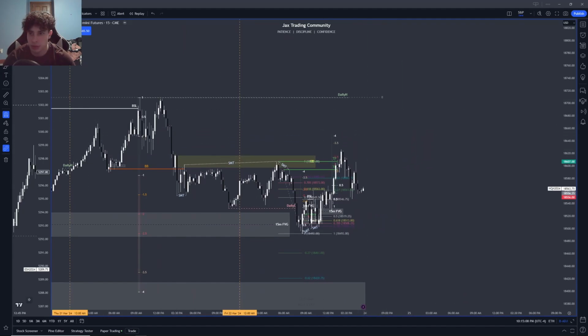Wait, hold on, last thing. I do want to check. We did tap -2, 2.5 here. Respected off. Now we've got to go to discount of this range. So I do want to quickly check. We are in discount of the range. So yeah, we could go lower as well. There's draws on both sides.